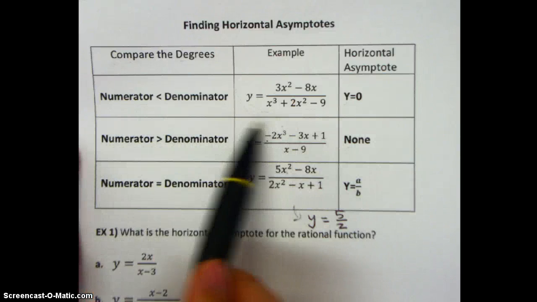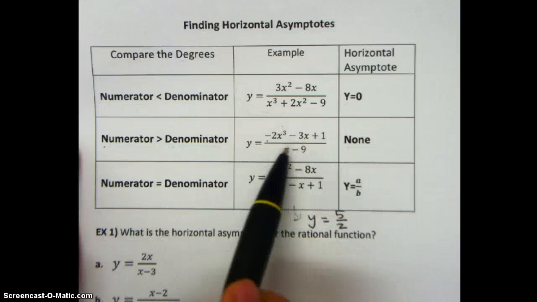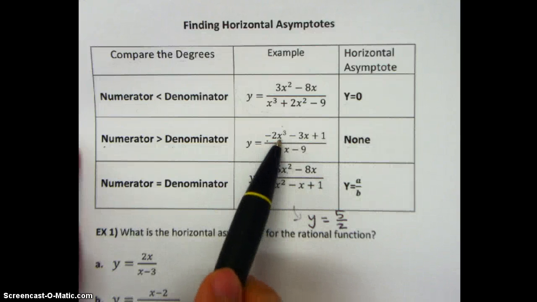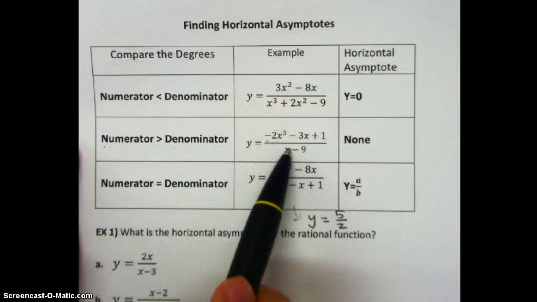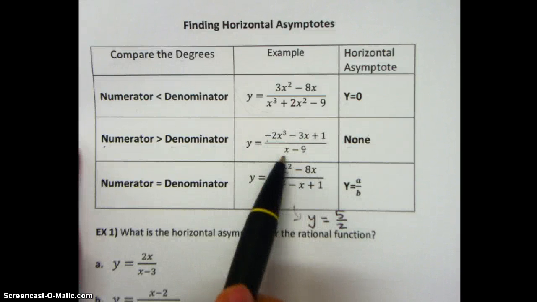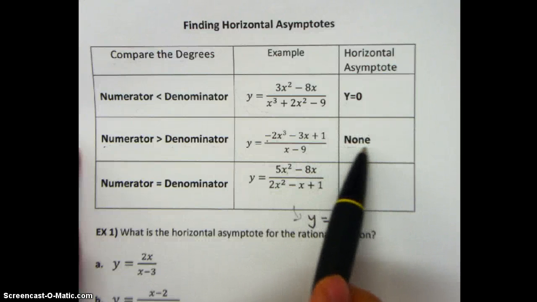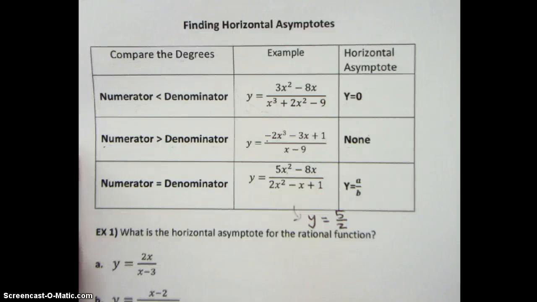Another situation is that the numerator has bigger degree than the denominator. If you look at this example, the numerator has degree of 3, and the denominator has degree of 1 because it doesn't have any exponent here. So in this case, when the top is bigger than the bottom, the horizontal asymptote does not exist. There's no horizontal asymptote.